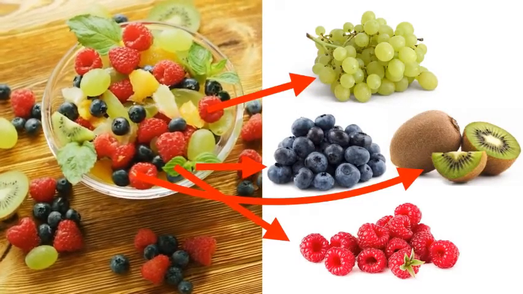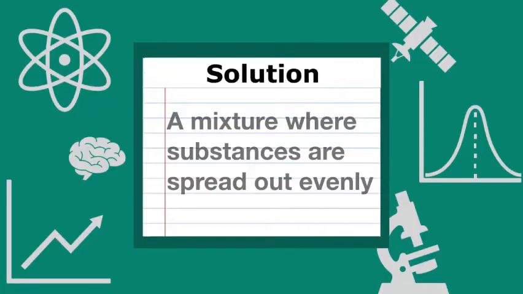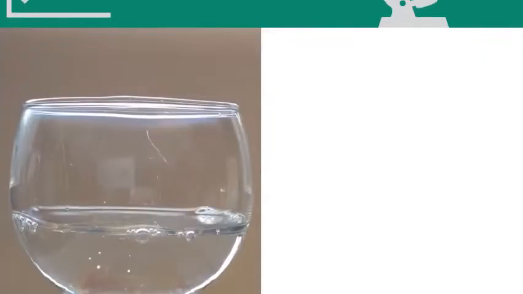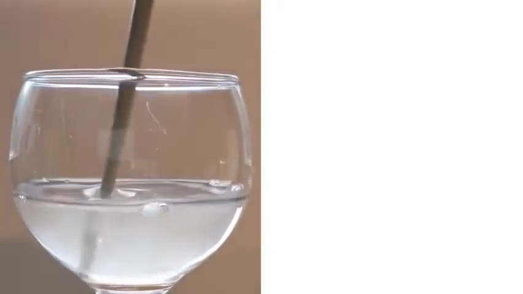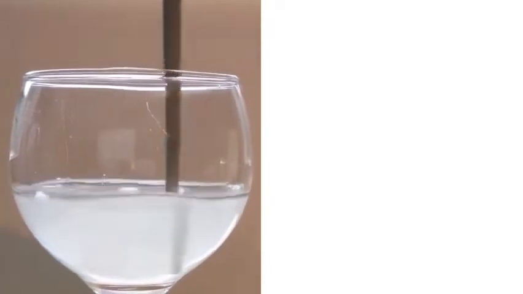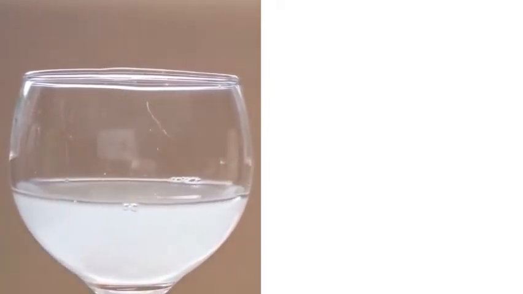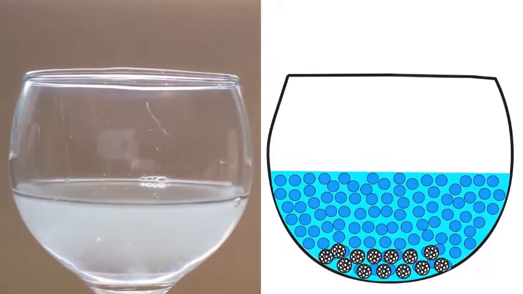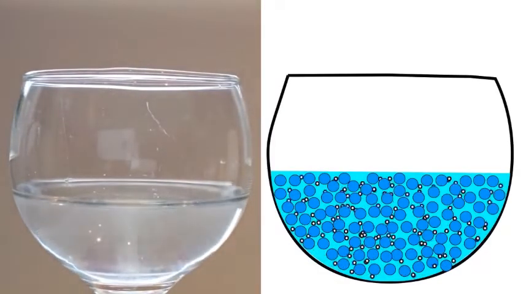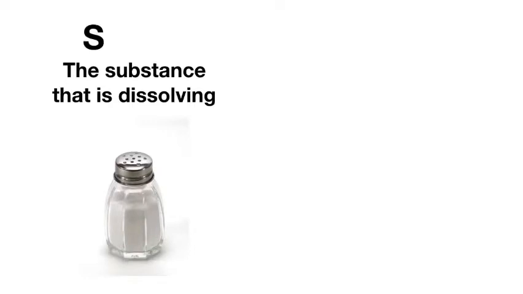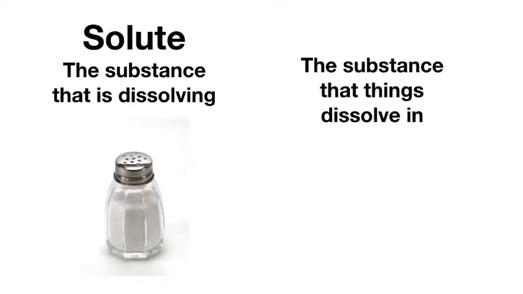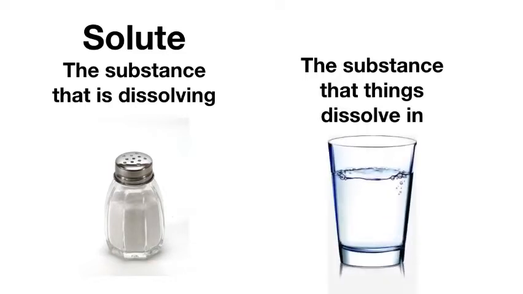Now there's one more type of mixture. It's called a solution. A solution is a mixture where substances are spread out evenly. The best example of this is to think about putting a spoonful of salt into water. If you put the salt into the water and stir, the salt dissolves, making it look like it isn't there anymore. But what's actually happening when you dissolve salt in water is that the particles of salt are spreading out evenly among the water. You just can't see them anymore. In solutions, the substance that's dissolving, which here was the salt, is called the solute. And the substance that things are dissolving in, which in our example was the water, is called the solvent.